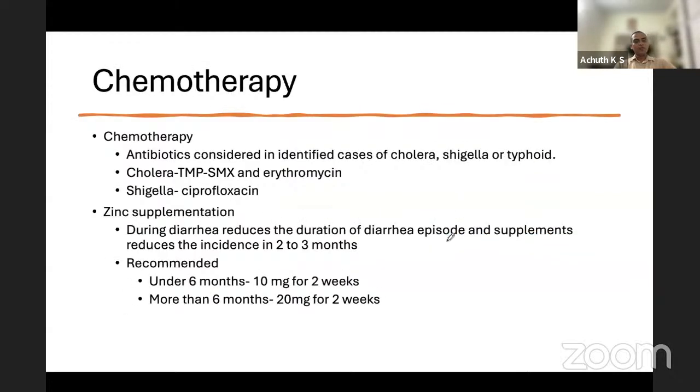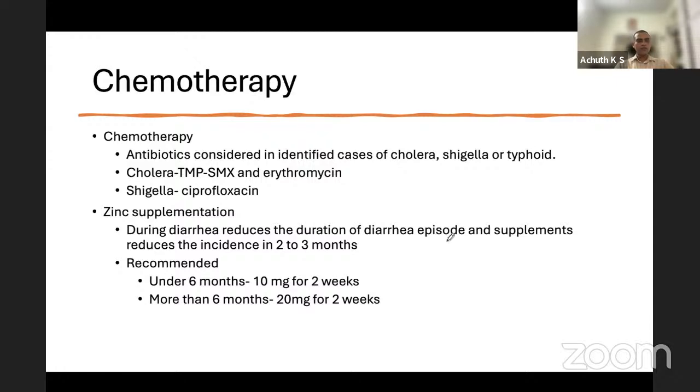Apart from this, since there is an infection, we have to give some antibiotics also. It is considered only if there are identified cases of cholera, Shigella, or typhoid. In cholera, TMP-SMX or erythromycin is the drug of choice, and in Shigella, it is ciprofloxacin. I hope you all know what TMP-SMX is: trimethoprim and sulfamethoxazole.